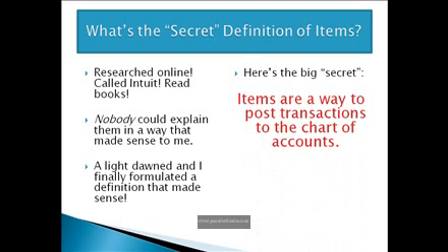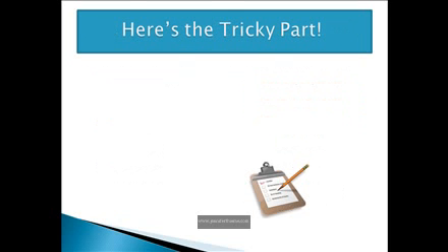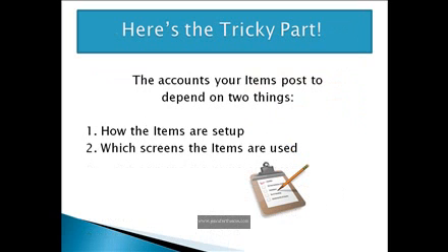Items are a way to post transactions to the chart of accounts. Can you believe how simple that is? That's all they are. They're just a way to post transactions to the chart of accounts. So I would like you to begin thinking of items as an intermediary step between you and the chart of accounts. Here's the tricky part. The accounts your items post to depend on two things. Number one, how the items are set up, and number two, which screens the items are used.